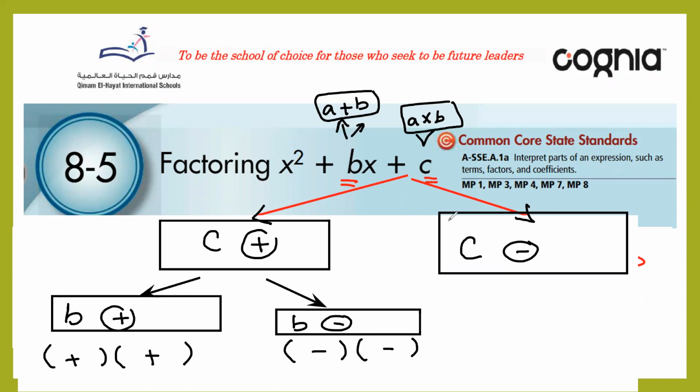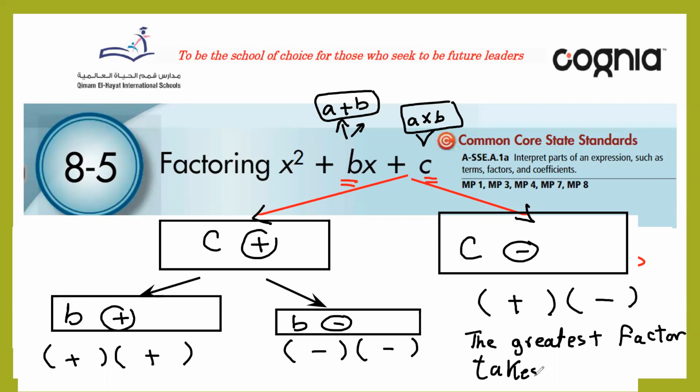If C is negative, I have both parentheses, one is positive, the other one is negative. And the greatest factor takes B sign. The greatest factor takes B sign.